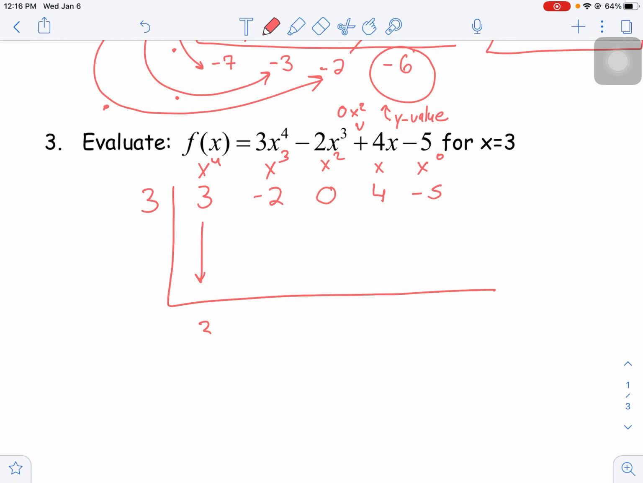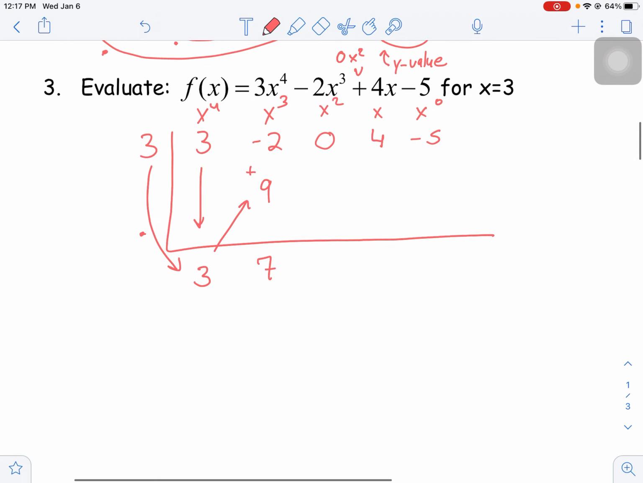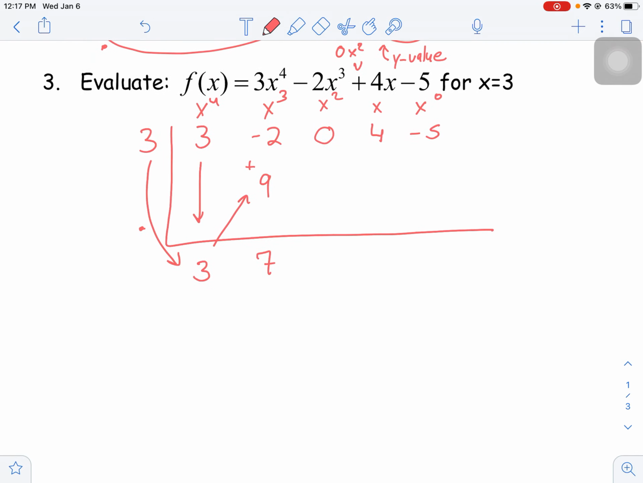Again, you drop down the first term. That's going to give you 3. You take 3 and you multiply it by that 3 that we just dropped down. So that's going to give us 9 right here. And then it's addition. So 9 plus negative 2 is 7. Multiply by 3 again. And you get 21.